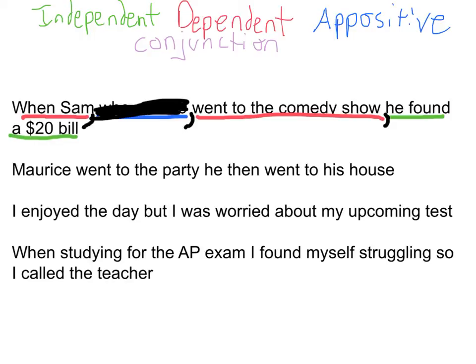Cool. Maurice went to the party. He then went to his house. What do we have here? First thing you want to do is identify the independent clause, which is Maurice went to the party. He then went to his house is also an independent clause. So we can't separate this with a comma. So we need to either add a conjunction, maybe use a period and capitalize he, or you could use a semicolon, anything of the sort. Here we go.